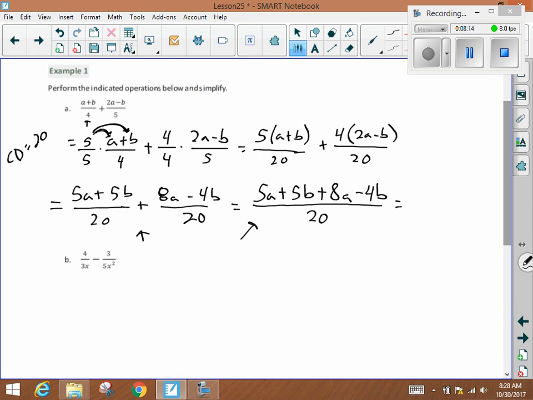So 5a plus 8a is going to be 13a, and 5b minus 4b will leave me with just a b left, or 1b. You don't want to say a. And that's our final answer. It's been simplified. I can't factor anything out.